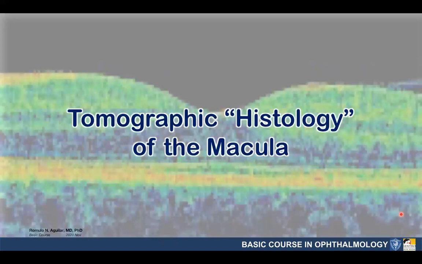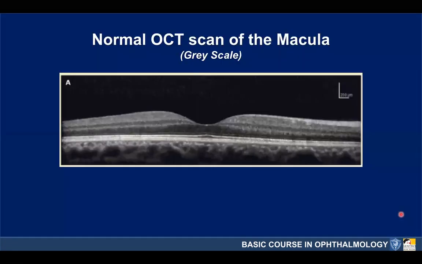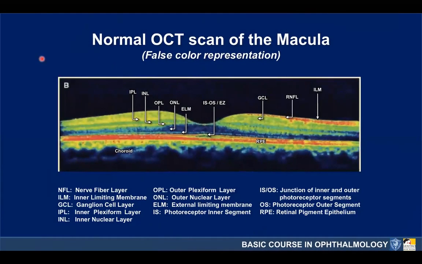Let us look at the tomographic histology of the macula. Histology is in quotation marks because this is not a true tissue section. This is the normal OCT scan of the macula. As I said earlier, they're usually in grayscale, and colors are just falsely assigned. You will be able to delineate the layers of the retina very beautifully. And of course, you can assign colors, as we said, and still see the layers of the retina.